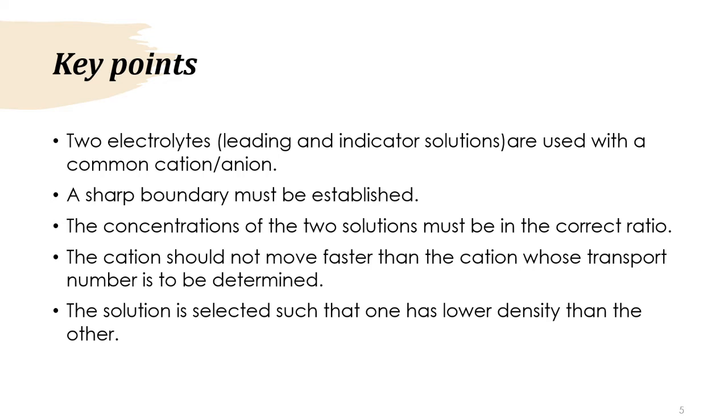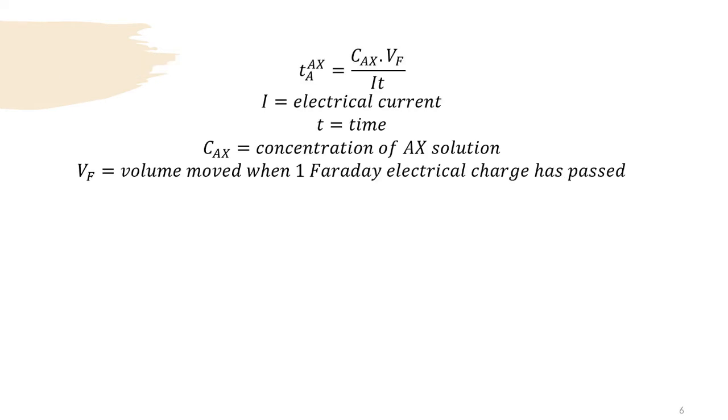So a sharp boundary must be established so that you can actually distinguish between a leading and indicator solution. So the concentration of the two solutions must be in the correct ratio. So before the experiment is carried out, this has to be decided. The cation should not move faster than the cation whose transport number is to be determined, and one of the solutions must have a lower density than the other. So when you're doing this, it has to be taken into account.